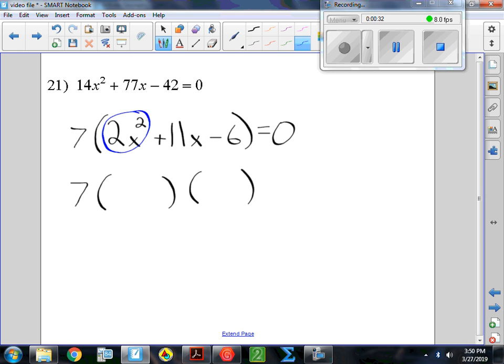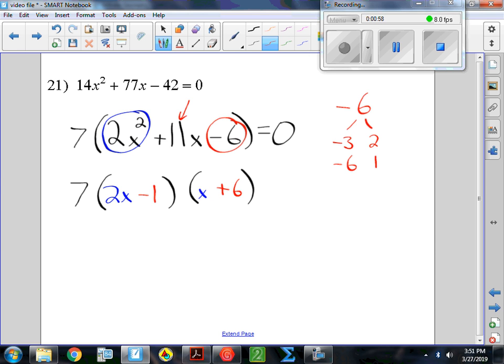The first term gets broken into factors. 2x squared is going to be 2x and x, or 2x and 1x. That's the only option. The last number, negative 6, could be negative 3 and 2, or negative 6 and 1. I know I'm looking for an 11. And if I'm working with those factors, I really want to try to do a 2 times 6. So I'm going to try a minus 1 and a plus 6.